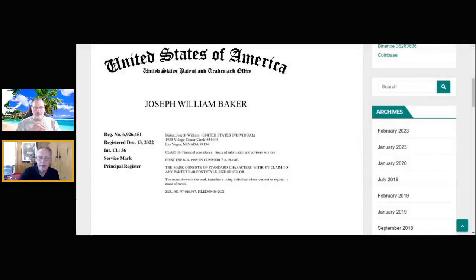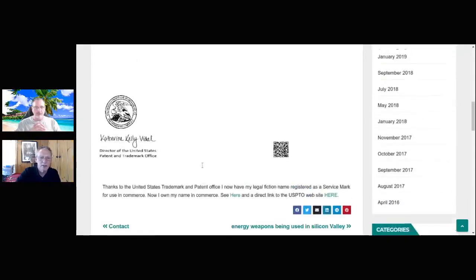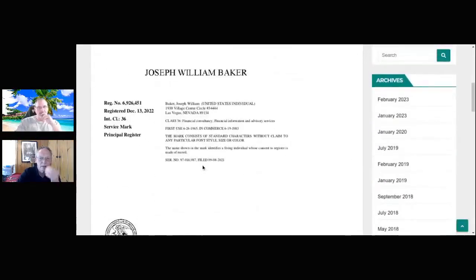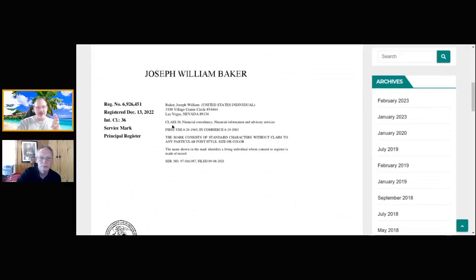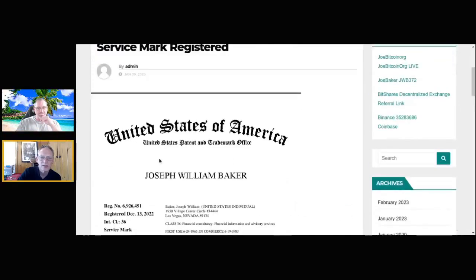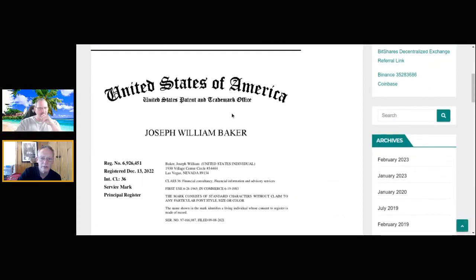Good. Here's that. I told you about the wording on this. Let's see if I can zoom in on it. Let's see. The mark consists of... The name shown in the mark identifies a living individual whose consent to register is made of record. And you said who issued this? It's the United States Patent and Trademark Office.